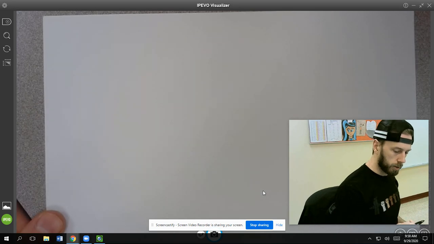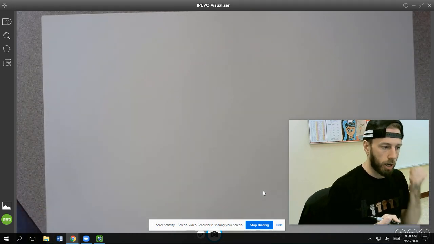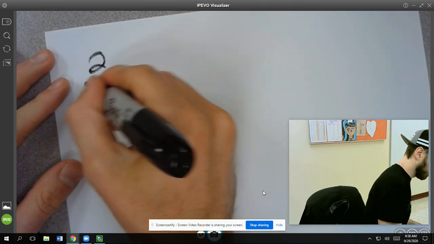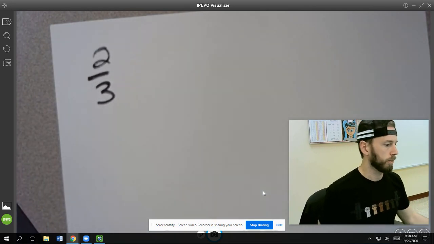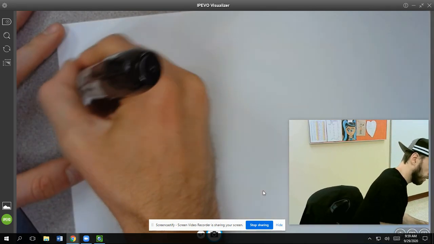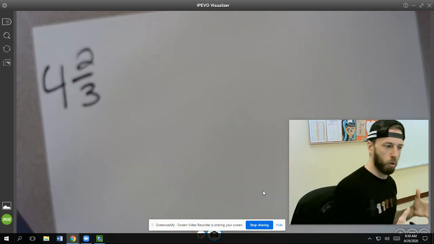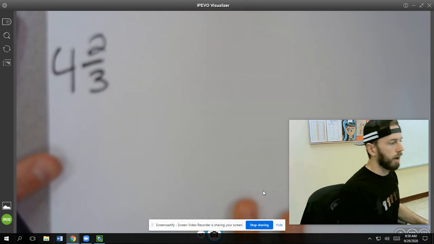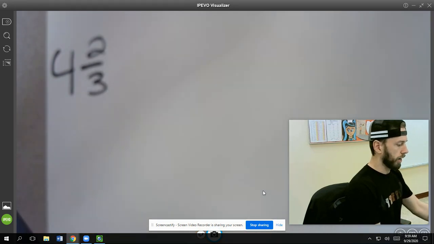So first, let's start with this. A mixed number is a number that has a whole number and a fraction in it, right? For example, 2/3 is just a regular fraction. Okay? But 4 and 2/3, meaning you have 4 of something and then 2/3 of the rest of it, then you have what's called a mixed number here, right? A whole number and a fraction.